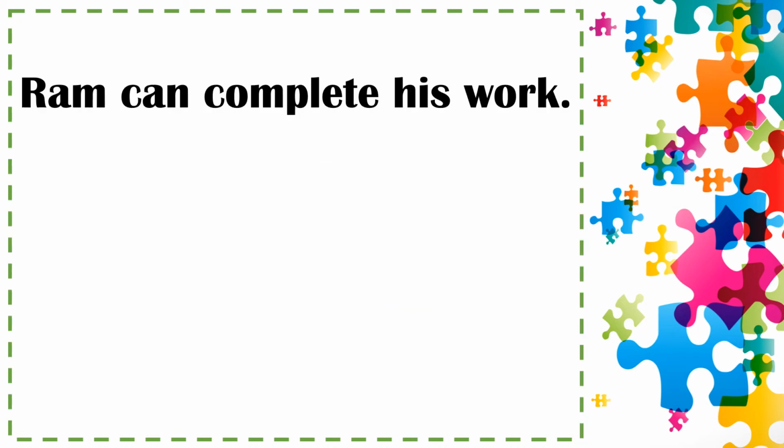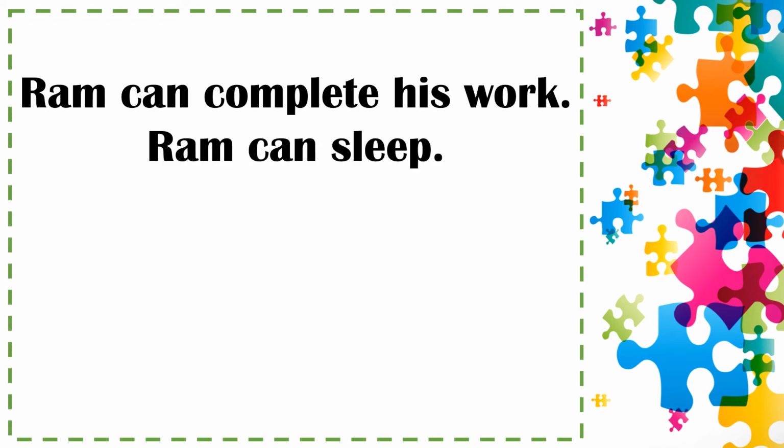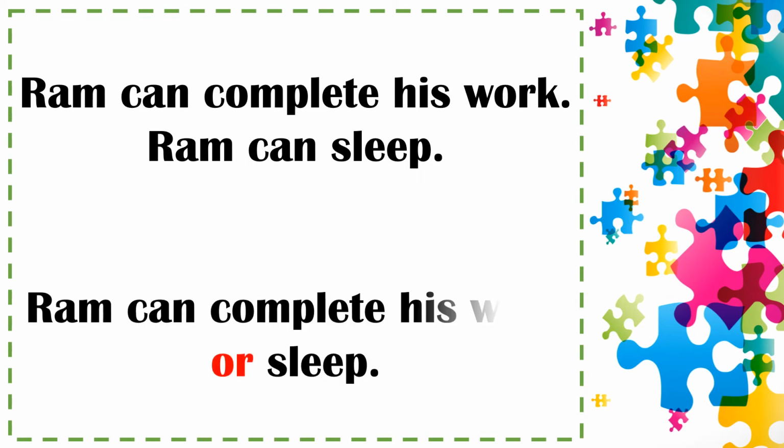Similarly, Ram can complete his work. Ram can sleep. Now here, in both the sentences, we can see that Ram has an option between completing his work and sleeping. So, here, we will join these two sentences with the help of the conjunction or and rewrite it as Ram can complete his work or sleep.